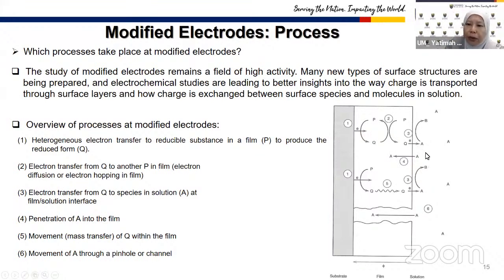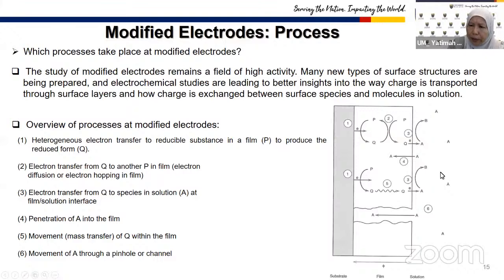Then you can see penetration of A into the film, and then you can see a mass transfer of Q within the film, and a movement of A to a pinhole or a channel. So these are the processes that can happen on the surface of the electrode, where you have thin films of conducting materials on the modified electrode. All these processes can be studied with different techniques. If you look at the first example, you want to see how the thin film is coordinating itself in terms of producing more electrical charge, whereby you can see the transfer from the substrate to the layer and then from the layer to the solution. Then you can understand the whole mechanism of reaction with different applications of that modified electrode.